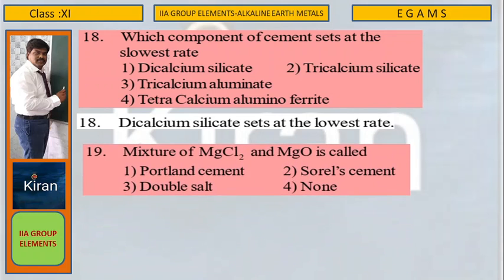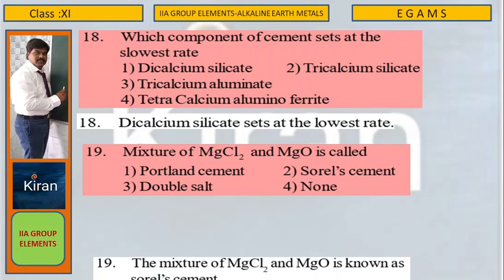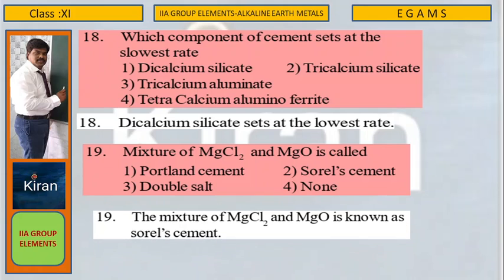A mixture of magnesium chloride and magnesium oxide is called, what is the name? Portland cement, Sorel's cement, double salt, none. Sorel's cement, the second option. The mixture of magnesium chloride and magnesium oxide is known as Sorel's cement.